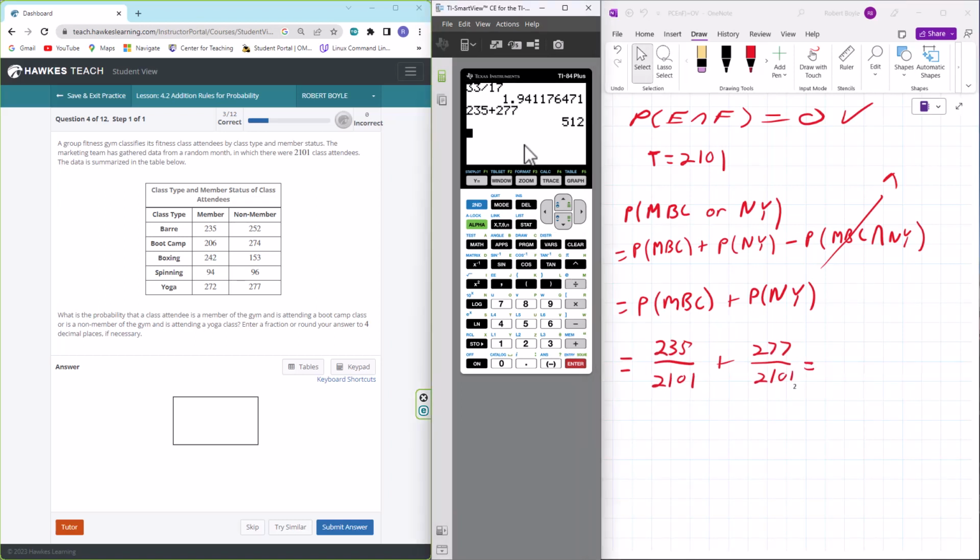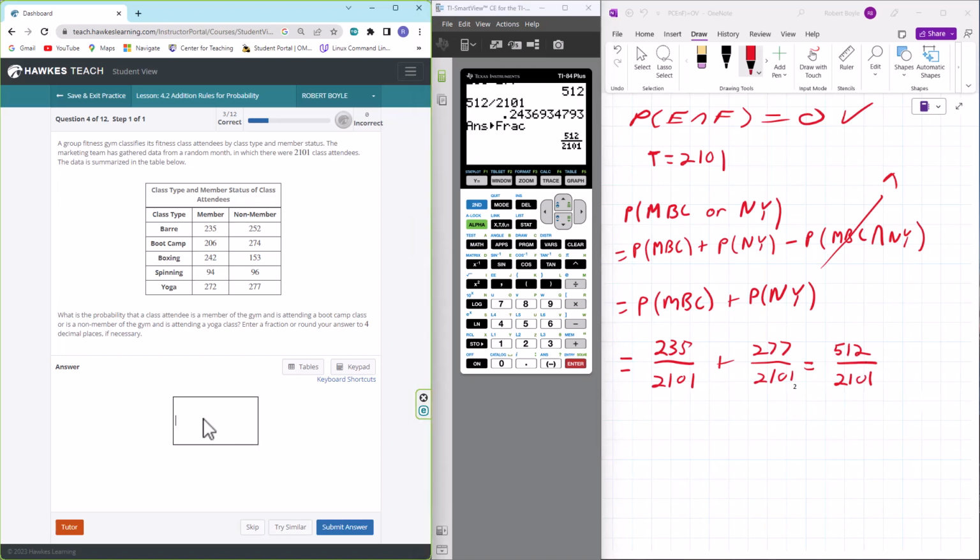512 divided by 2101. Now we need to see if this fraction is reduced, and we can do that by typing it in your calculator. Turn back to my calculator now. 512 divided by 2101 is equal to that. Now to see if this is a reduced fraction, or what the reduced fraction is, just go to Math, and then hit enter twice. Enter, enter. And notice we have the exact same value. So this is our reduced fraction. So that is how we can answer this.